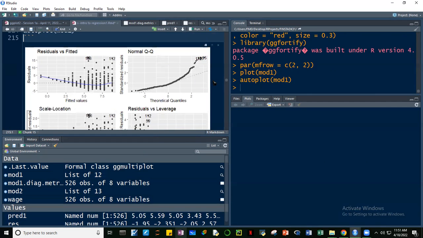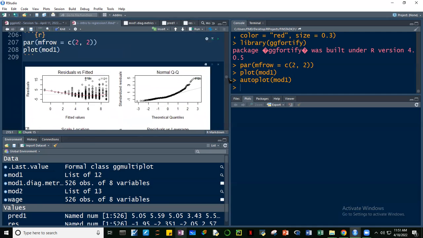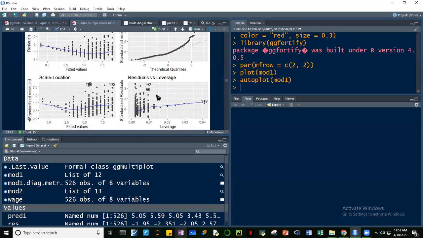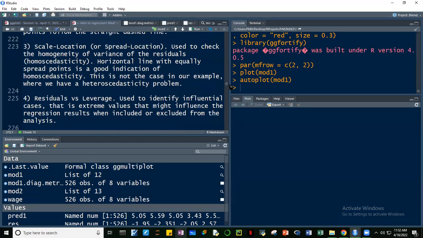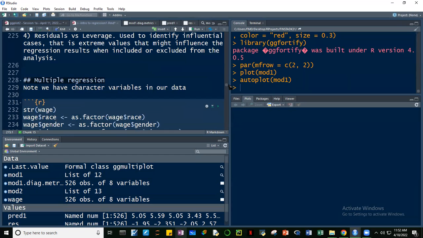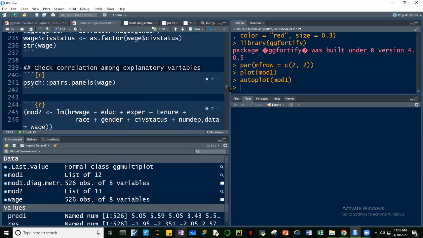It's the same, but I prefer this one over the other one, because for me the plotting looks nicer. Okay, so there are some explanations here, guys, that I already explained to you. So please peruse over that. All right.